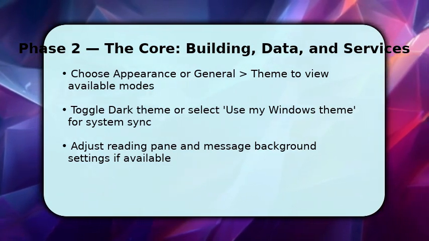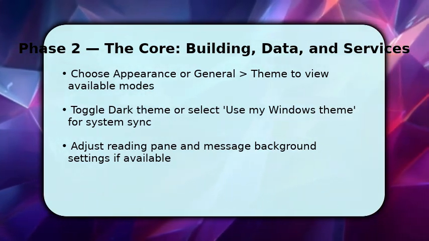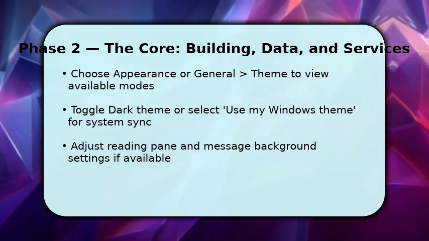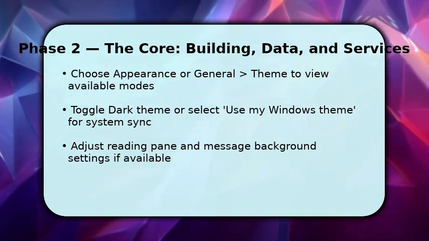This is where the change happens. Select Dark Theme to force dark UI, or choose Use My Windows theme if you want Outlook to follow system-level dark mode. That's handy across apps.